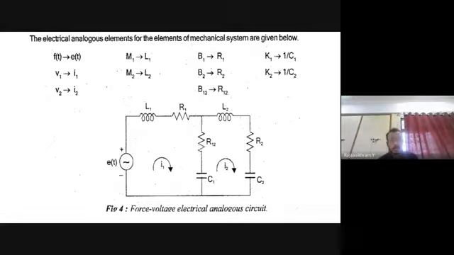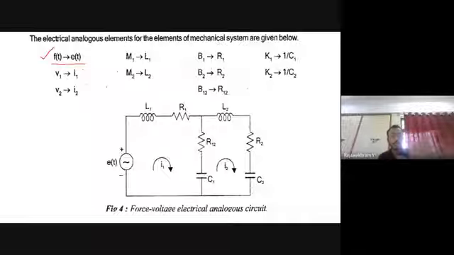The first one, the electrical analogous element for the mechanical system, is given below. What is f of t? The f of t is a force, that is the input force. What is the equivalent in the electrical system? E of t. That is what I informed. The flow of electrons is called current. A force required, that you studied in physics, electromotive force, EMF. A force required to move the electron is called voltage.